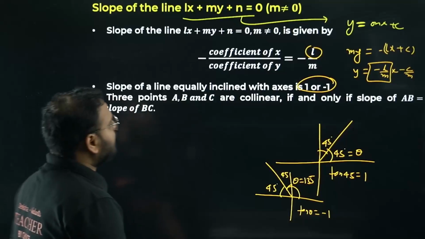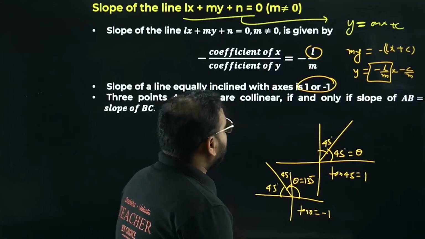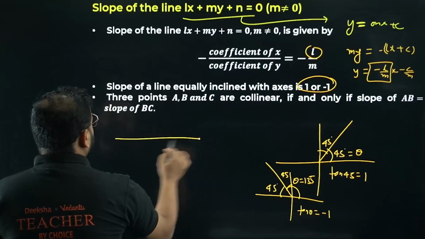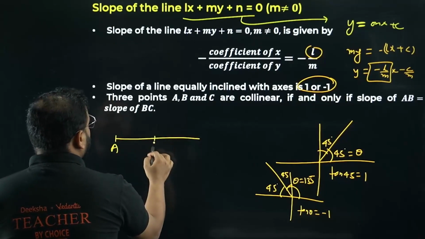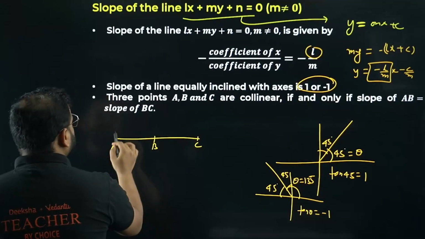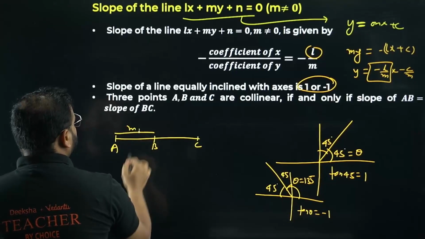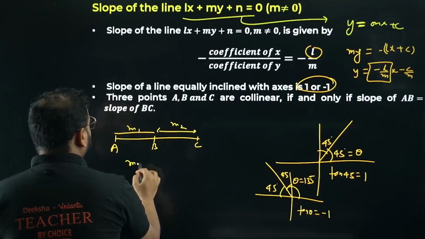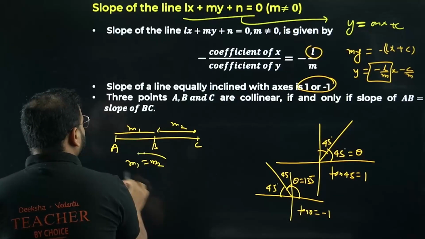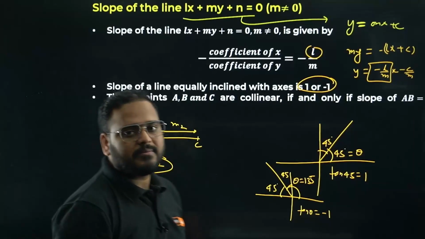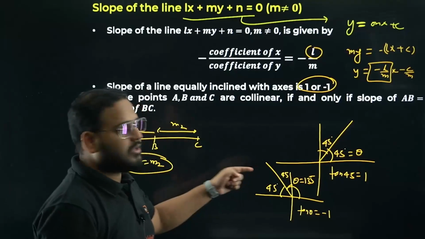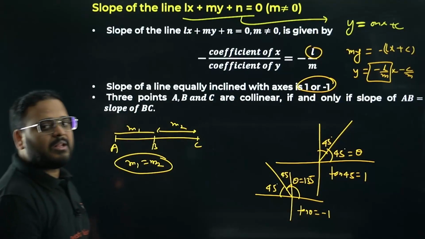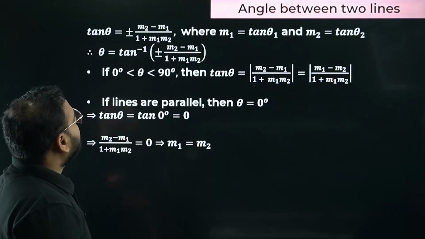Three points A, B, C are collinear if and only if the slope of AB equals the slope of BC. Of course, if I take this line as collinear, and call this slope M1 and this slope M2, they have to be equal because they're the same line. Even if they are parallel, they will be equal only. Let's move on.